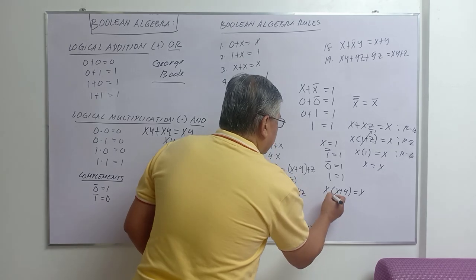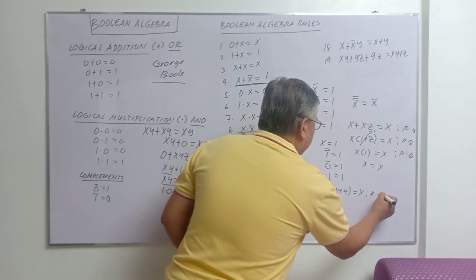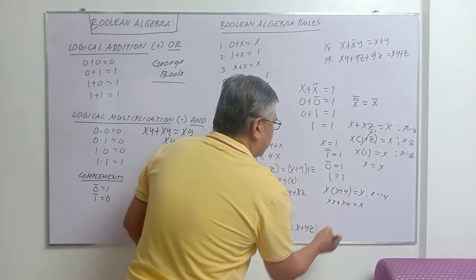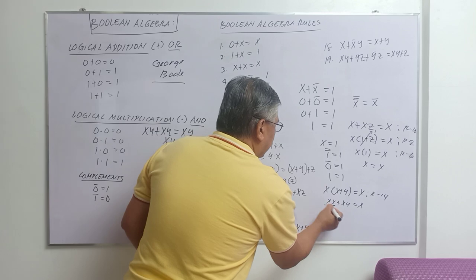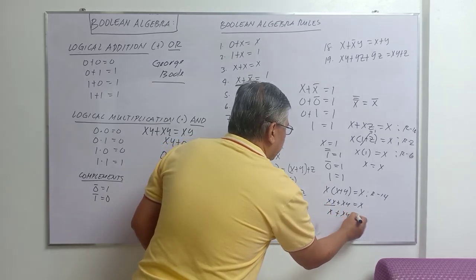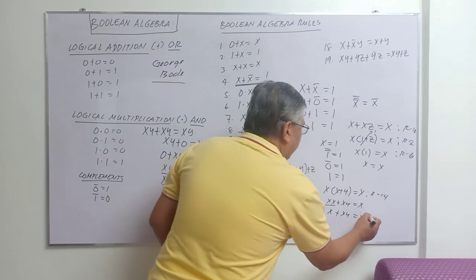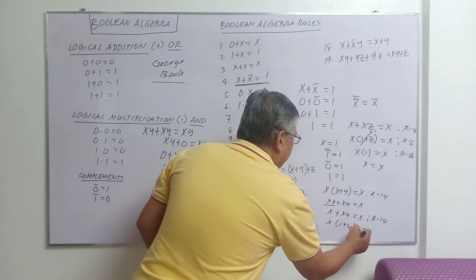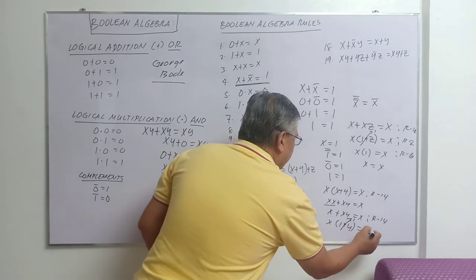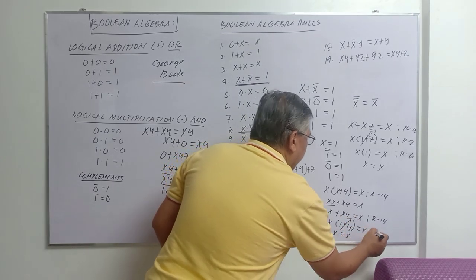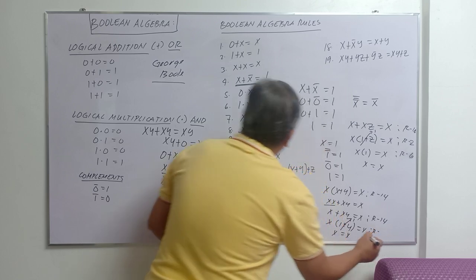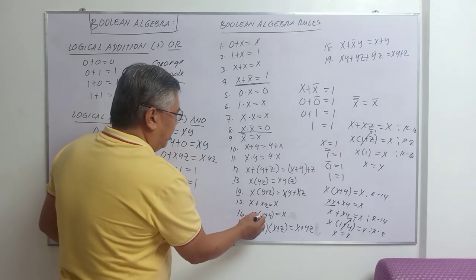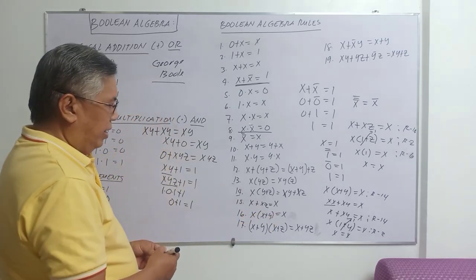So you distribute, rule number 14. Okay, so you have xx + xy = x. Then xx is equal to x, so x + xy = x, right? Then you factor out, again rule 14, x, so you have x(1 + y) = x. So this one here is 1. So you have x = x. So that is rule number 2 again, no? So you have x(x + y) = x.